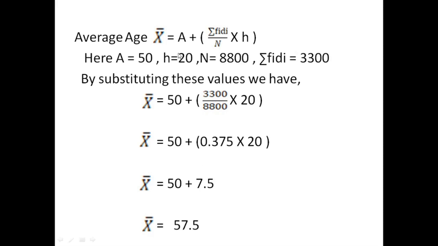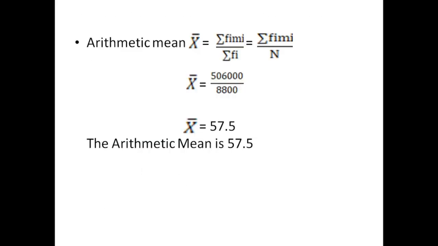So just substitute these values in this formula. So x bar is equal to a, that is 50, plus summation of fi di, which is 3300, divided by n, which is 8800, into h, which is equal to 20, and just compute x bar. After the computation, x bar is equal to 57.5. So the arithmetic mean by using the step deviation method is 57.5, and we already saw the arithmetic mean by using the direct method, which is equal to 57.5.